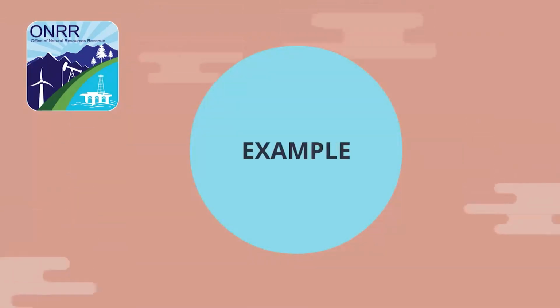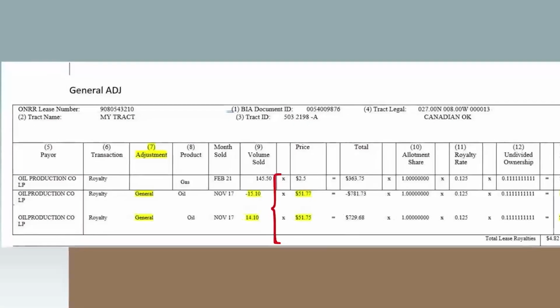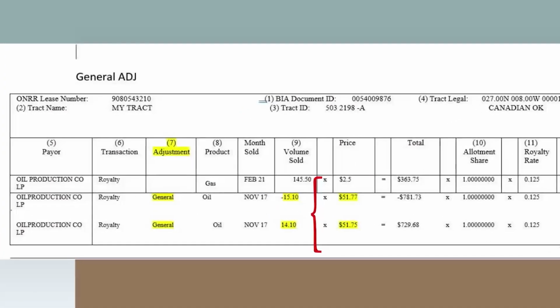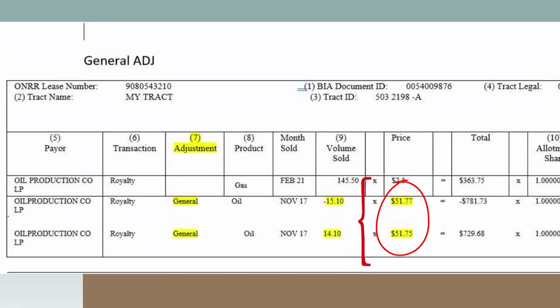In the following example, the oil royalties for November 2017 were adjusted. The sales volume was decreased by 1 barrel and the price was reduced by 2 cents. The price went from $51.77 to $51.75. In column 9 under volume sold, minus 15.10 and 14.10 illustrate the decrease in sales volume for November 2017.